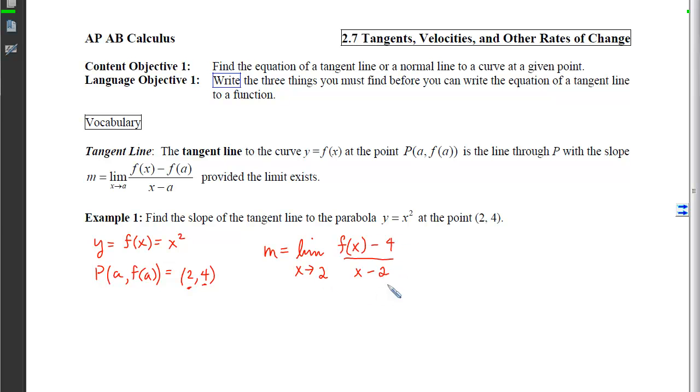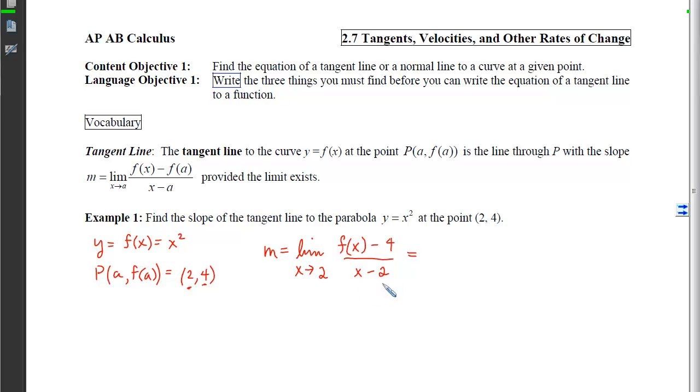So here's our generalized setup. We have the y-coordinate minus the y-coordinate over the x minus the x, and now we want those x-coordinates to be going to the same place. So we want x to collide with the 2 so that those two points become one. Before we can simplify this, we first try and plug in the 2 and realize that we get a 0 on the bottom. So that's a problem.